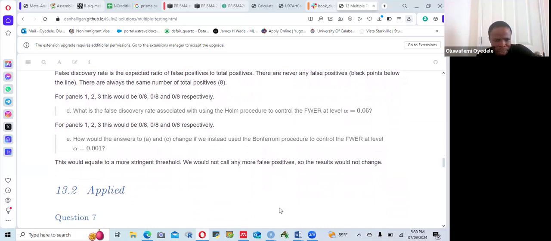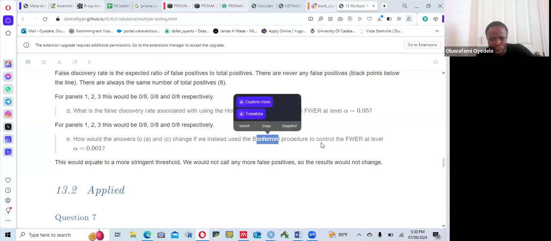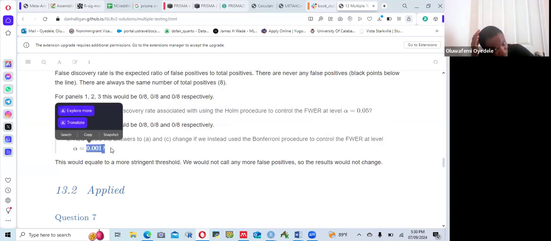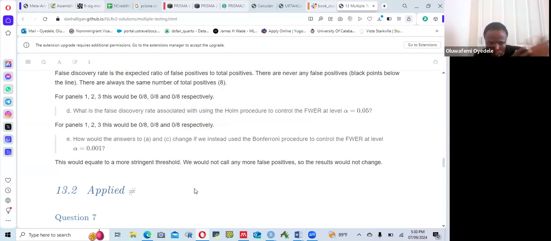So for the E part, they say, how would the answers between A to C change if we instead use the Bonferroni procedure to control the family-wise error rate at 0.001, that is the 99.99 probability level? Here we say that this will equate to a more stringent threshold because we will not call any more false positive, so the result is not going to change.